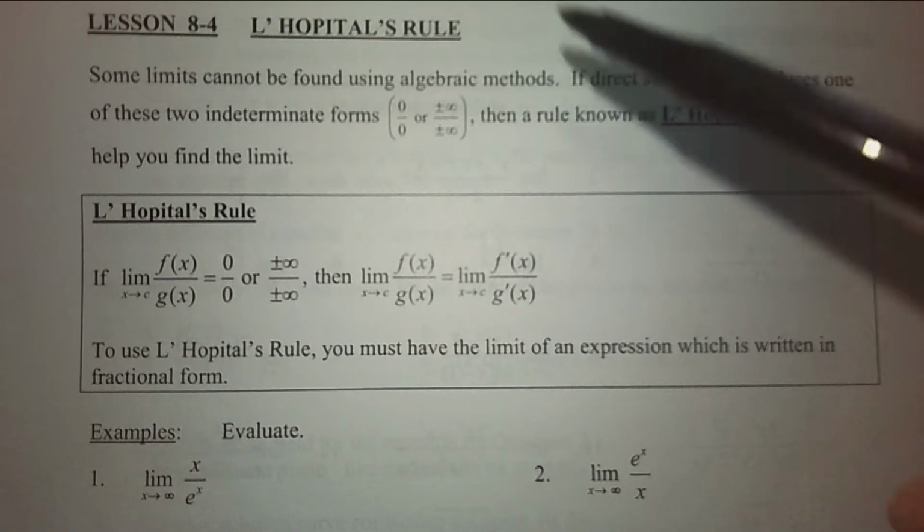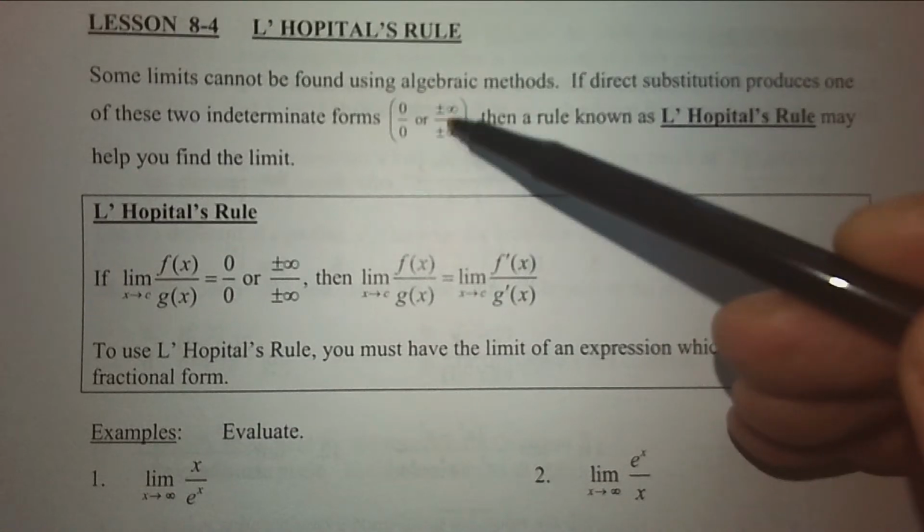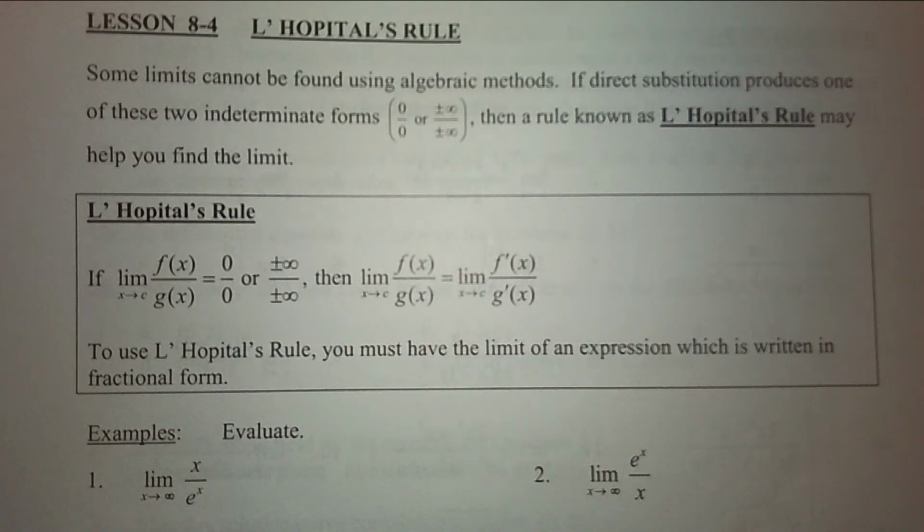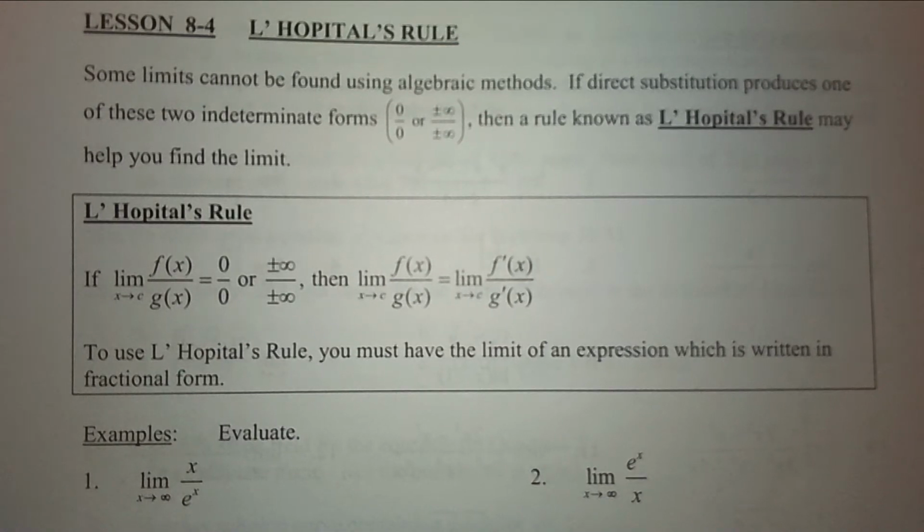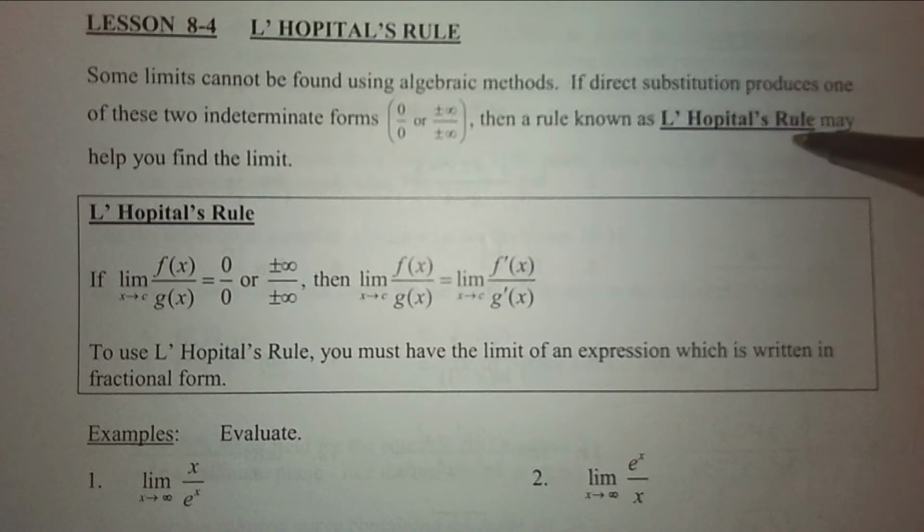So, when you substitute in, do you see 0 over 0 or infinity over infinity? Those are all called indeterminate forms. Why? Because what's nothing divided by nothing? It's not clear. Or what's infinity divided by infinity? Again, let your mind wrap around it, but it is not clear. And when something's not clear, it's indeterminate. Yay. So this is called L'Hopital's rule, and it may help you find the limit.